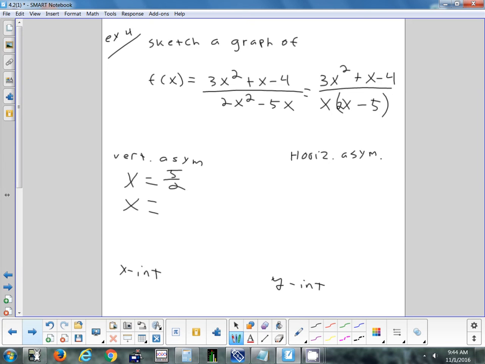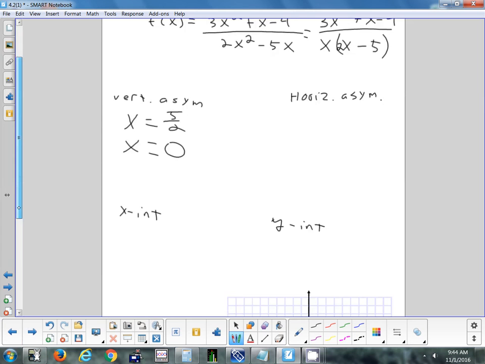0, right? Because if you plug 0 in for the first factor, you get 0 times 2 times 0 is 0, minus 5 is negative 5, and 0 times negative 5 is 0. Just set the bottom factor equal to 0. Set 2x minus 5 equal to 0, and like Luke did, and solve it, and you'll get 2.5 for x. Okay, so those are my asymptotes.